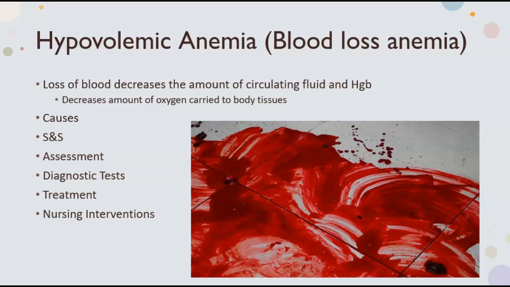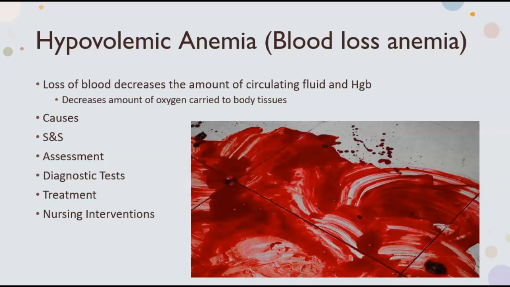If it is worsening hypovolemic anemia, they might need iron, and that iron will increase the bone marrow production of red blood cells. Your nursing interventions are going to be to monitor blood loss and fluid administration, control bleeding, keep the patient flat and warm.